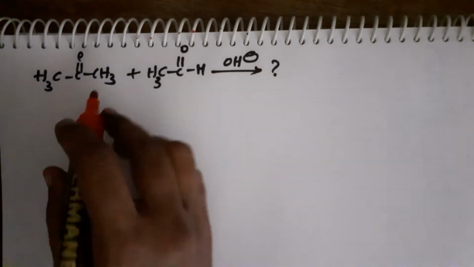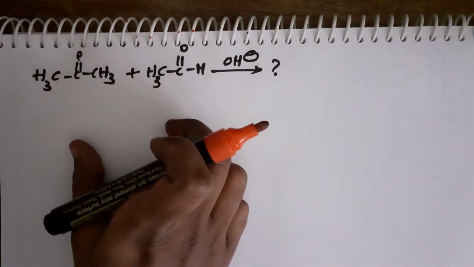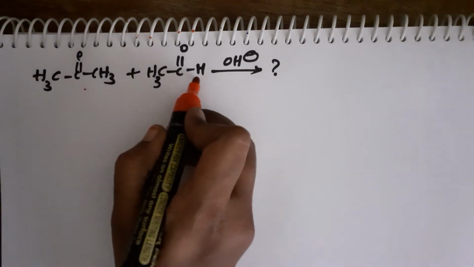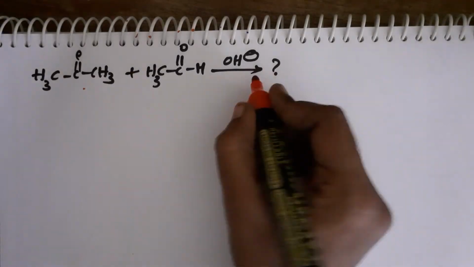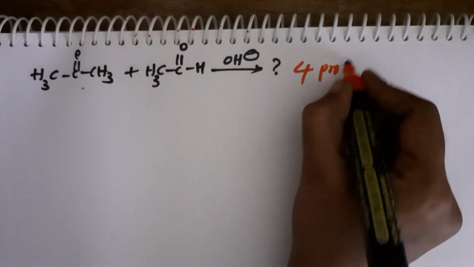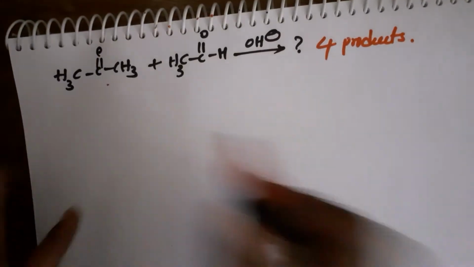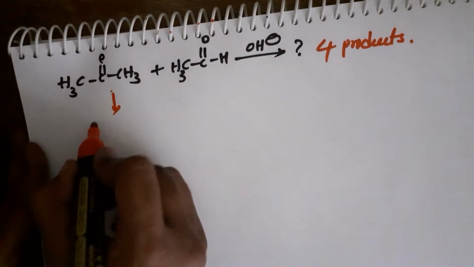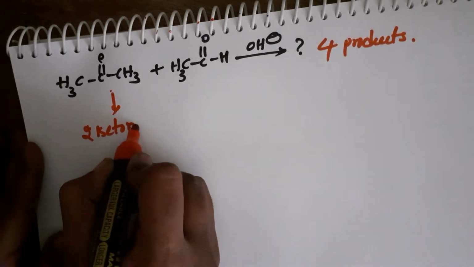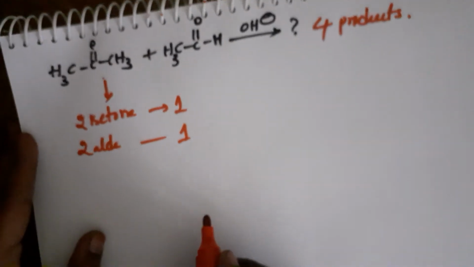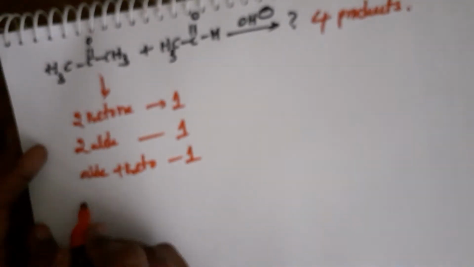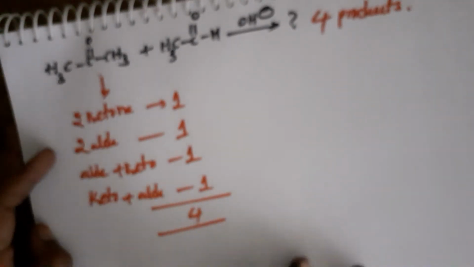Okay, see, in this example I am taking two different carbonyl compounds. This is a ketone, this is an aldehyde. If these two participate in the aldol condensation reaction, what will be the product? Here we'll get four different products. See how? Two ketones will react and give one product, two aldehydes will react and give one product, and one aldehyde plus one ketone gives one more product, and one ketone plus one aldehyde gives one product. Totally we'll get four products like this.